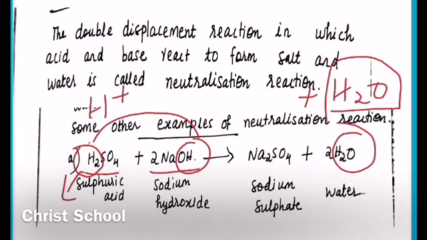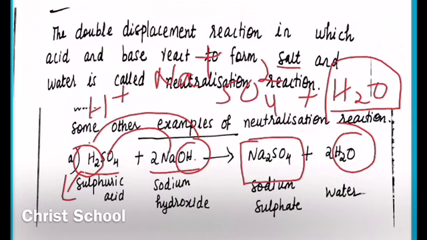Then the remaining will be, what will be the name of the salt? Sodium sulfate. Find the formula of sodium sulfate. Sodium Na plus, sulfate SO4 2 minus. Its formula will be Na2SO4 and H2O. Then balance this equation. After balancing you will get H2SO4 plus 2 NaOH gives Na2SO4 plus 2H2O. So here sulfuric acid reacts with base sodium hydroxide to form sodium sulfate, salt, and water.